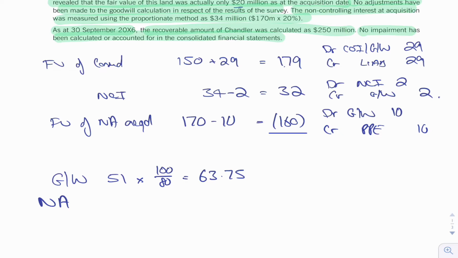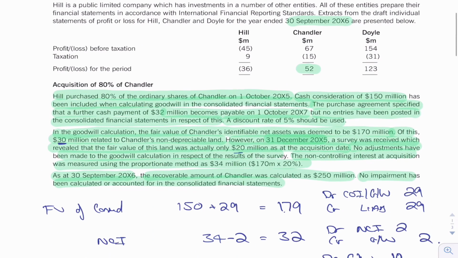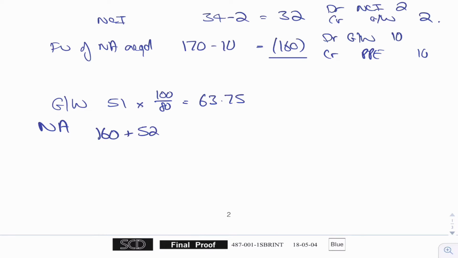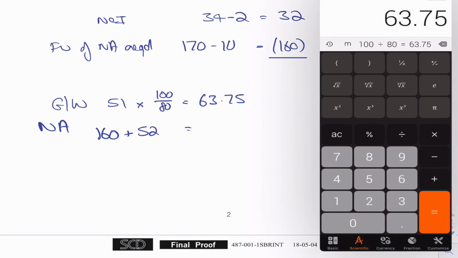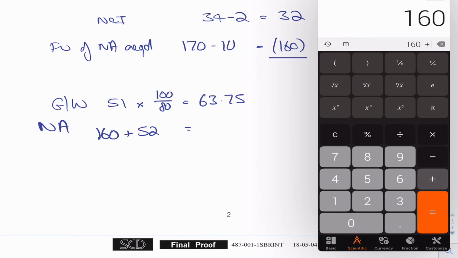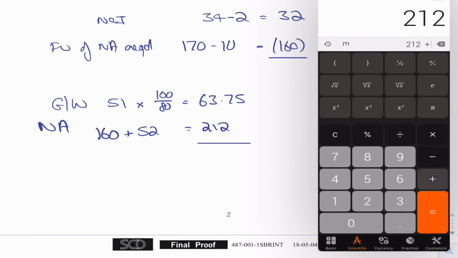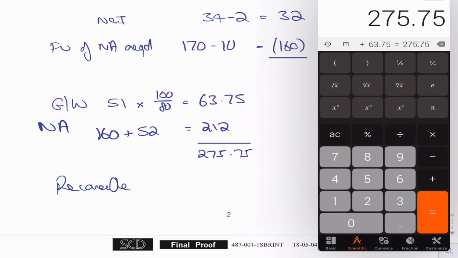Then I want to know what the net assets are. I know they were 160, but that was a year ago. So what it would increase by is the profits for the year. So the net assets would be 160 plus 52, which is 212. So in terms of S in the group accounts, 212 plus 63.75 is 275.75. But the most I'm going to recover, he tells me, the recoverable amount, was 250.